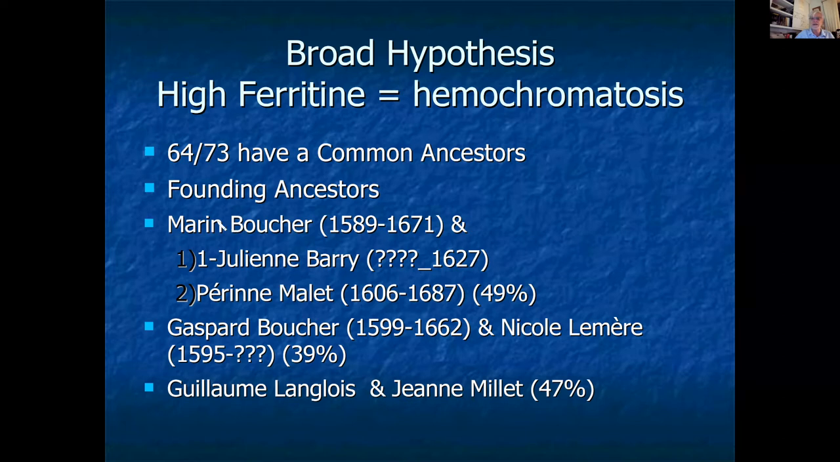They probably have a relationship. They could be brothers, but they could be cousins. We don't know. The genealogical study doesn't know exactly the relationship, but they are almost sure they are related. And another couple is Guillaume Langlois. I will come back to that. Just for example, 75% of my sampling here is related to Marie Boucher, 40% to Gaspard, and almost 50% to Guillaume Langlois and Jean Millet.